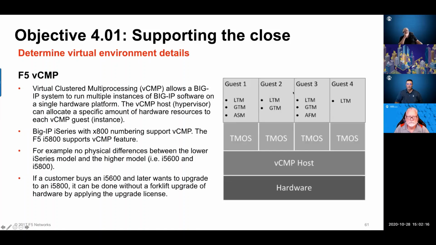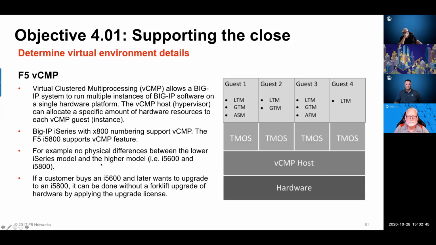Here's an example, like the one I mentioned earlier. Here's one physical i5800. It's running different instances of F5 on top of that hardware, each with its own partition. They act like their own little appliances, and some might have different versions or different modules running. Here's an example with one running LTM, GTM, and the WAF, the ASM, or some of the other features. Just keep that in mind. X800 numbering above 5000 means it includes VCMP.